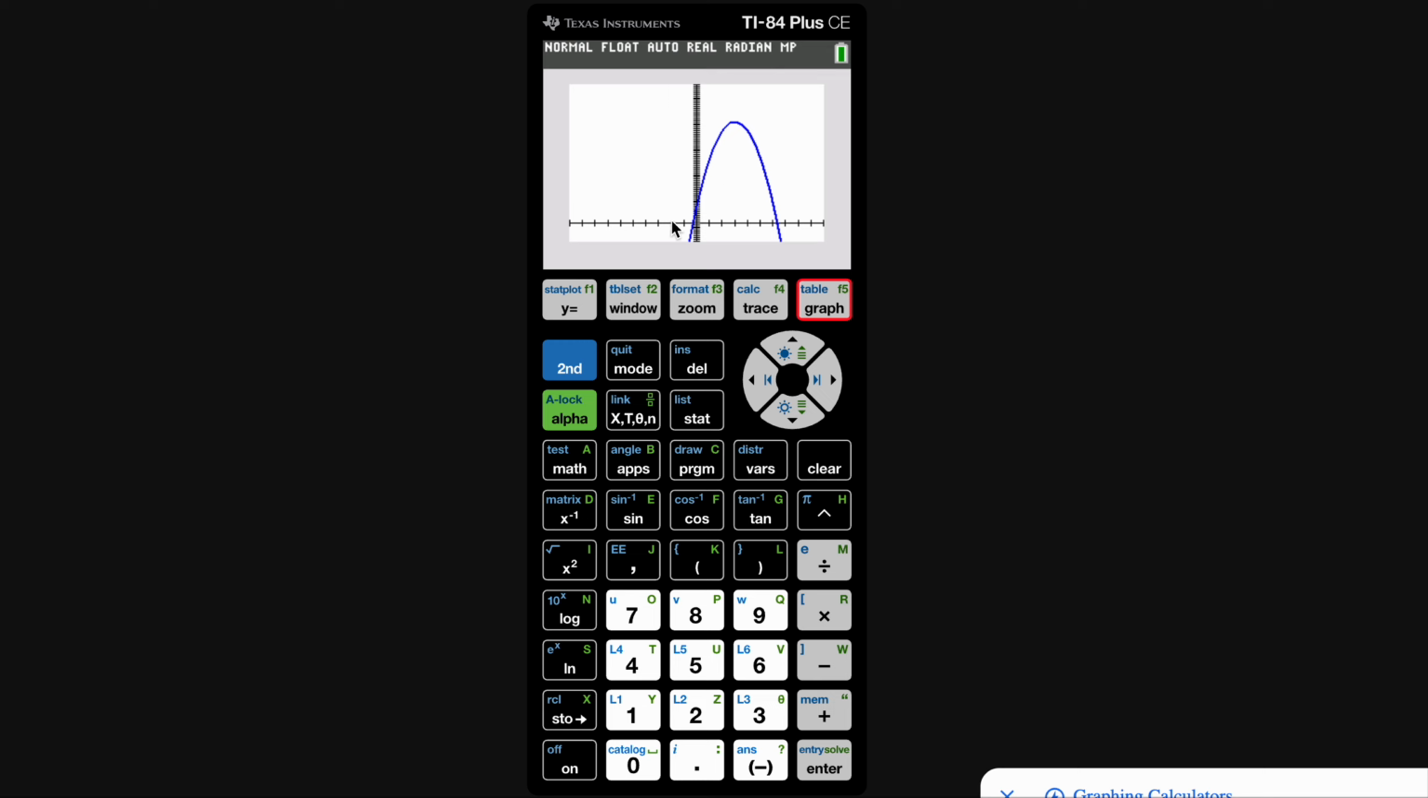And the way we find the maximum of this quadratic function is by doing second trace, which is calc. And we scroll down, we press maximum. Now it asks for us to do left bound and right bound. To be honest, it does not really matter. If you just get really close to the point and you press that point, you should be good. But we see that our maximum is at about 55, and our x value is about 3.